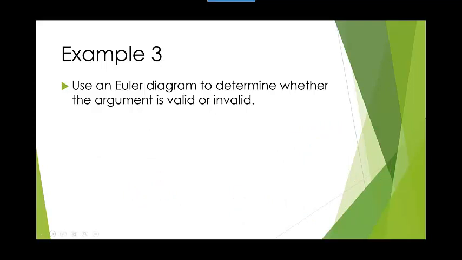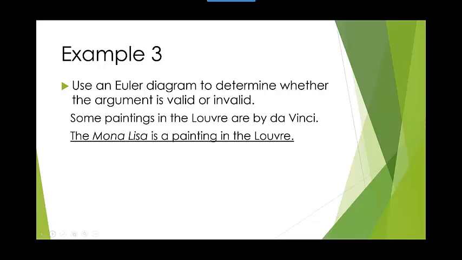So, another argument. So we've done all. Now let's do an example with some. So we're told some paintings in the Louvre are by Da Vinci. The Mona Lisa is a painting in the Louvre. Therefore, the Mona Lisa is by Da Vinci. Now, the previous examples have had kind of silly premises, but these are legitimate premises, so it is true that some paintings in the Louvre are by Da Vinci, and it is also true that the Mona Lisa is in the Louvre. At least at the recording of this video, that is true.